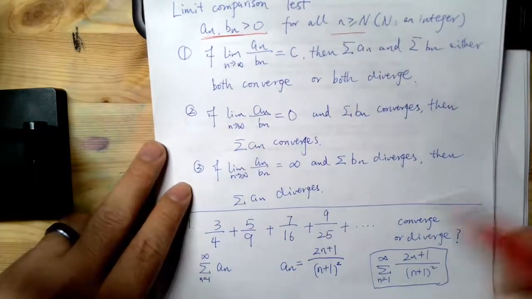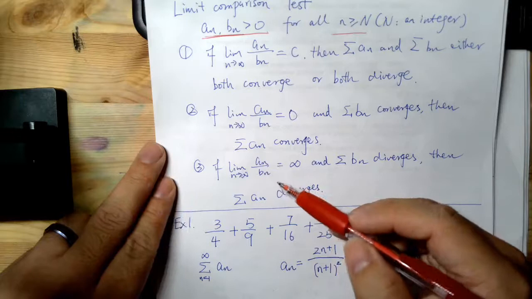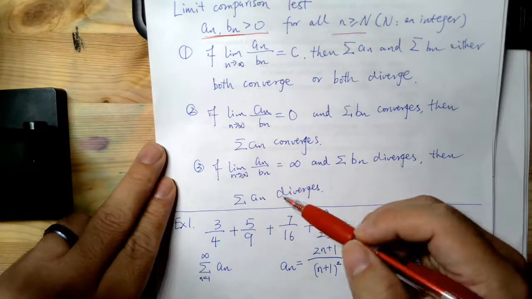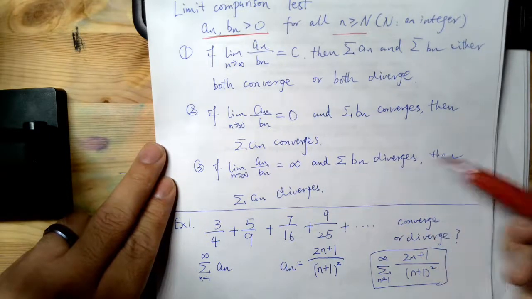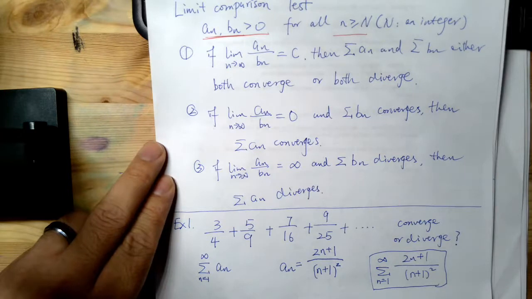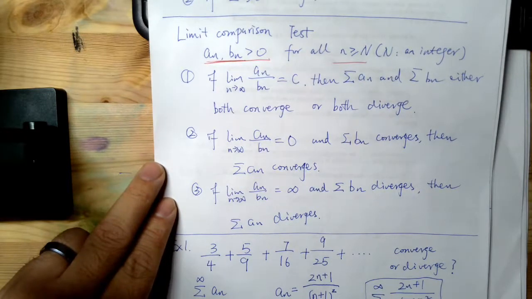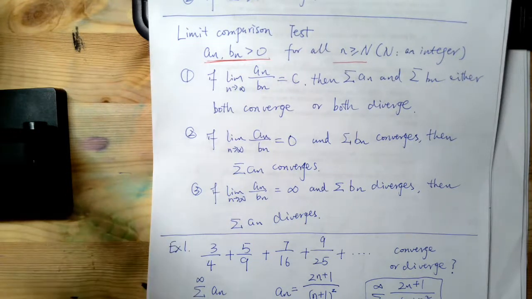And the last case is if the limit of a_n over b_n equals infinity. In this situation, if b_n diverges, then a_n also diverges. So that's what we call the limit comparison test.